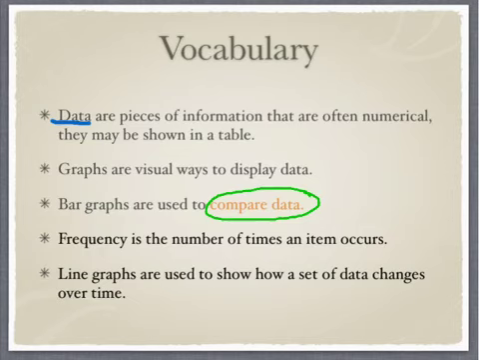Frequency is the number of times that an item occurs inside of data. So if you're collecting a bunch of information and the number 10 keeps popping up, the number of times that 10 pops up, that is its frequency.